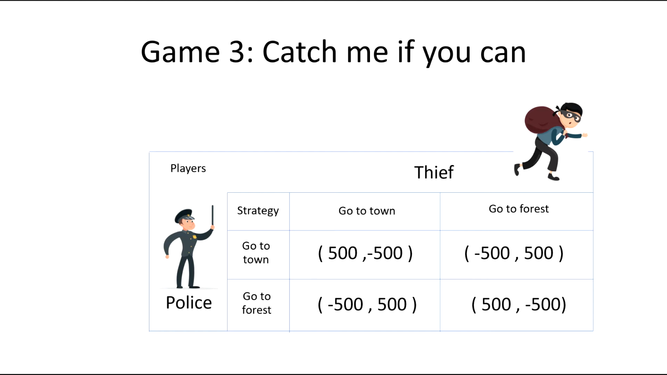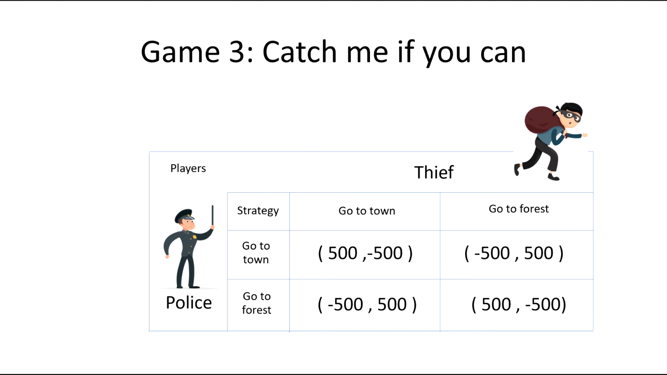Now, we look at game number 3, Catch Me If You Can. It is the game between police and the thief. You see that they don't want to meet each other, especially the thief doesn't want to meet the police. But the police want to meet the thief. You see that we have two strategies, going to town and going to forest.